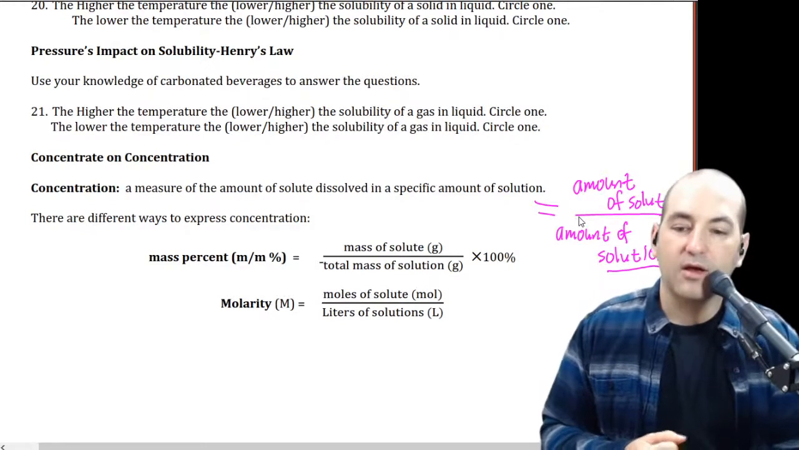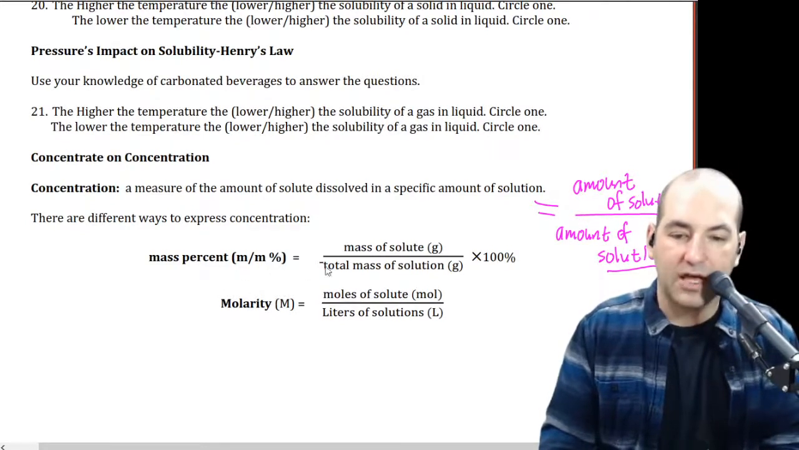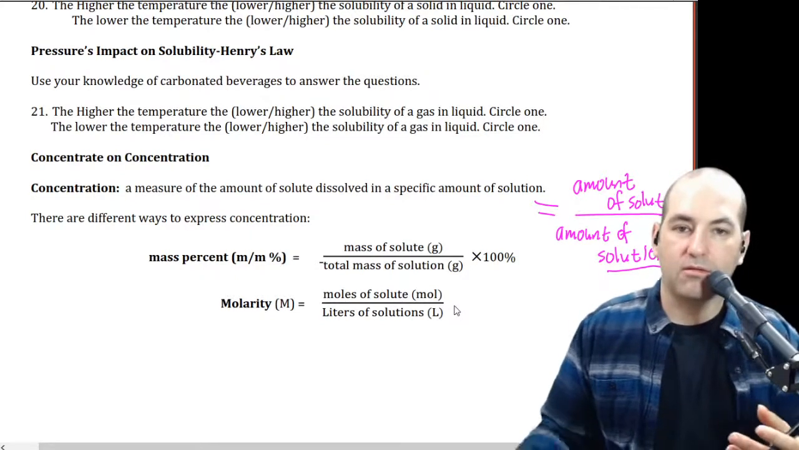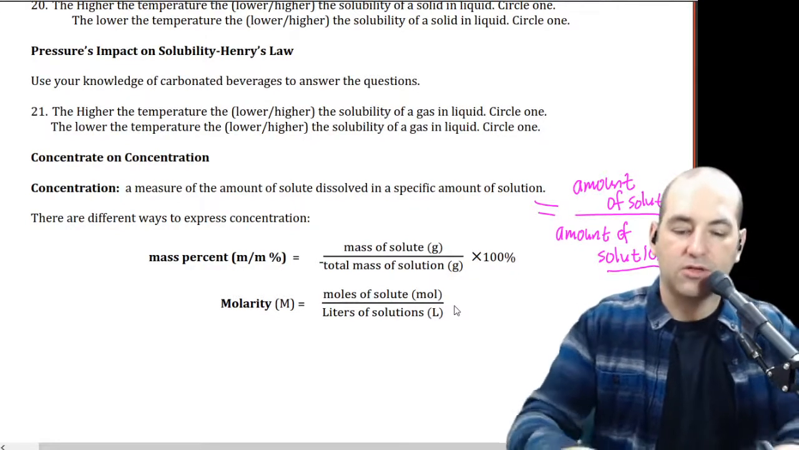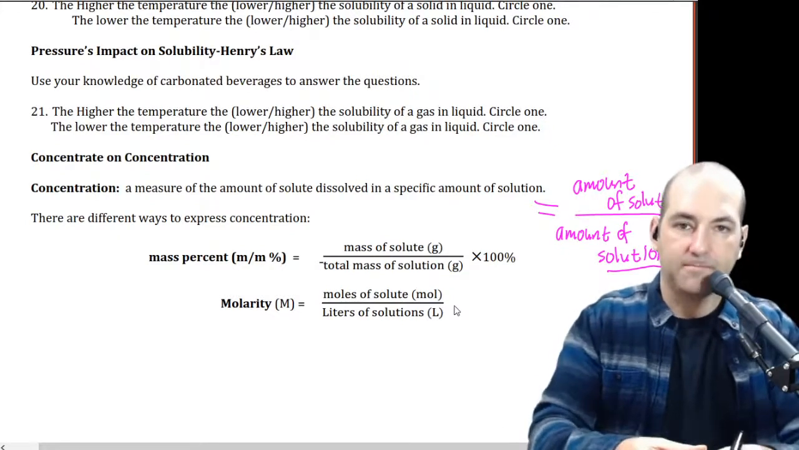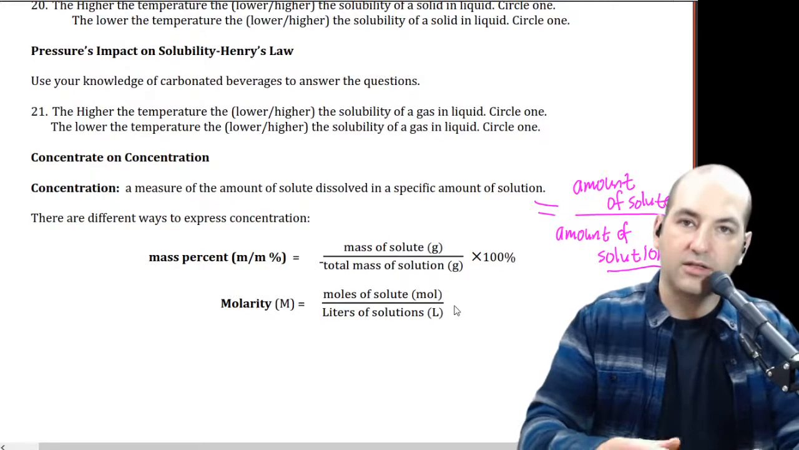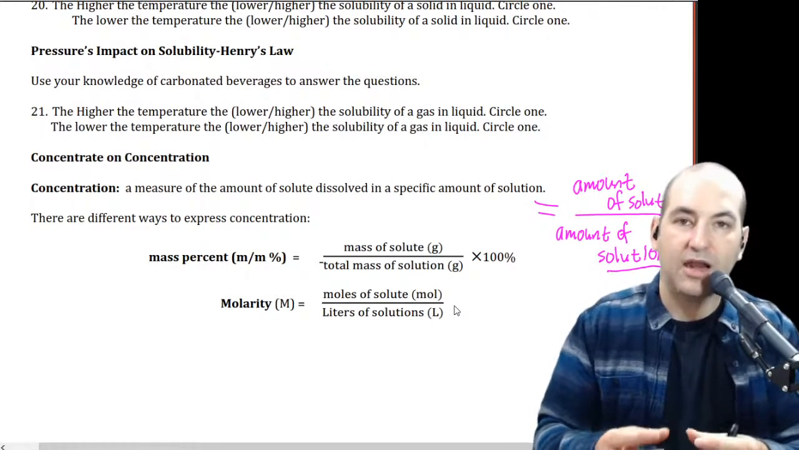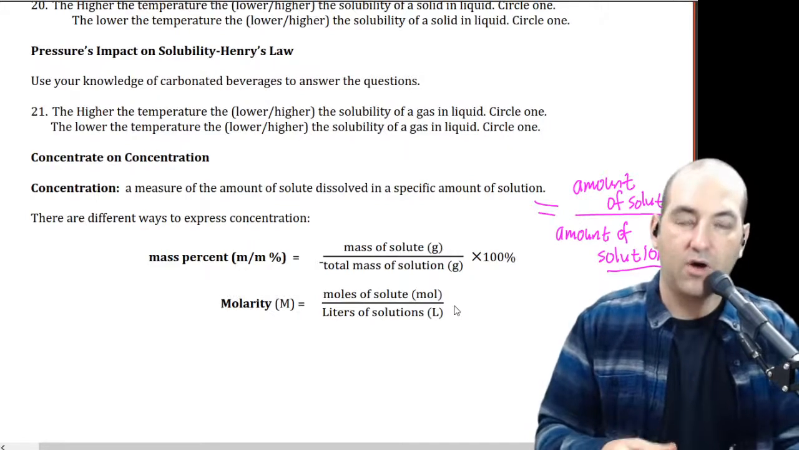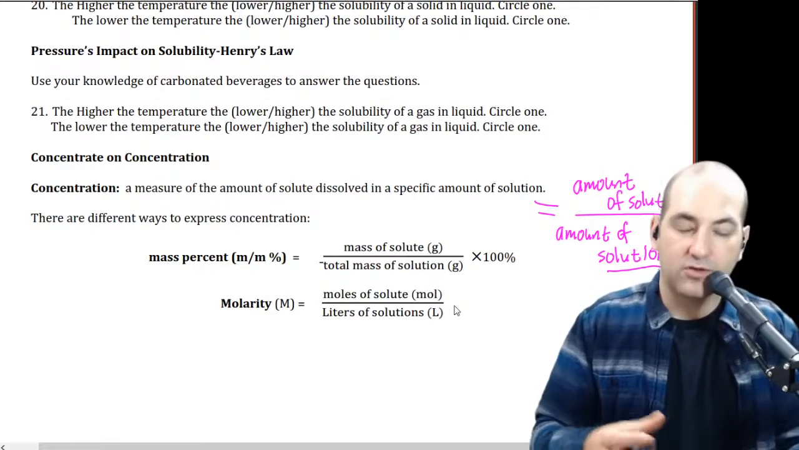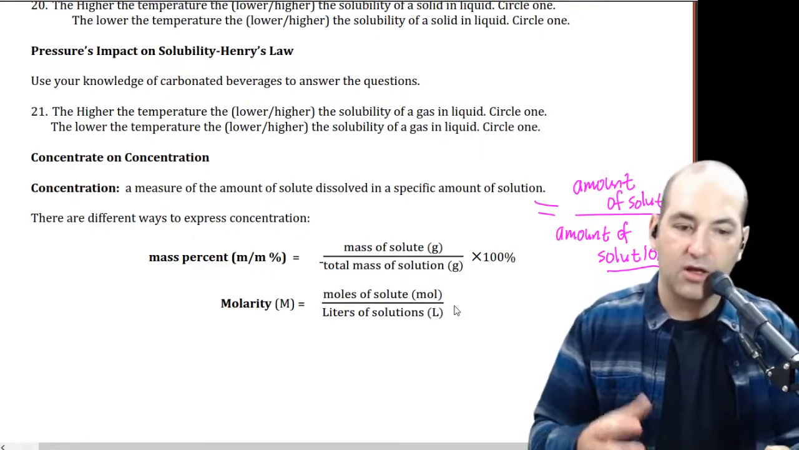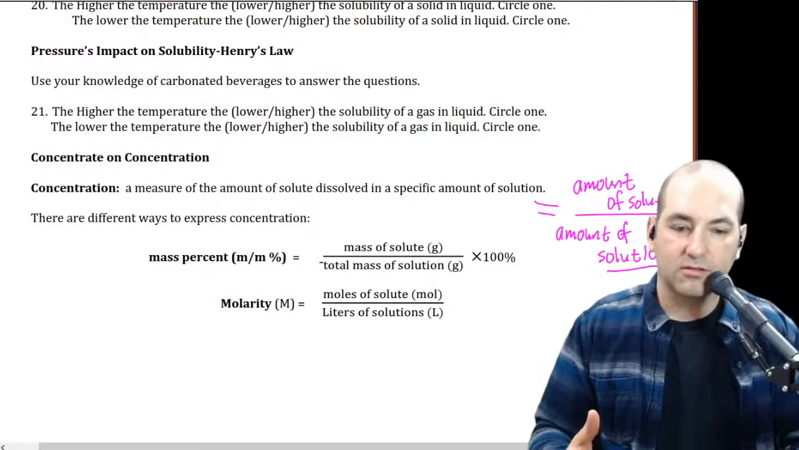So for example, if you want to do a mass percent, so what percent is the solute in the total solution? Let's say you weigh out 20 grams of sodium chloride in a beaker, and then you keep adding water until the total gets to 100 grams. So you're not adding 100 grams of water, you're actually adding 80 grams of water so that the total solution is 100 grams. So you'd have 20 grams of solute, 100 grams of solution, and that is a 20% solution.